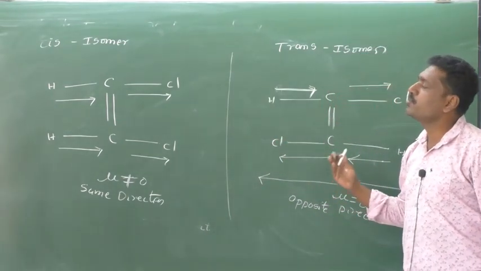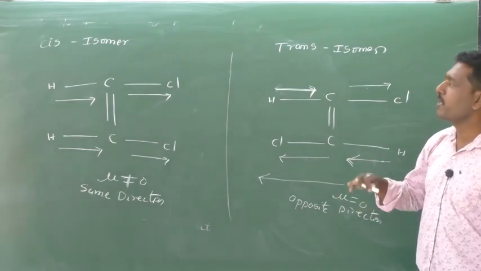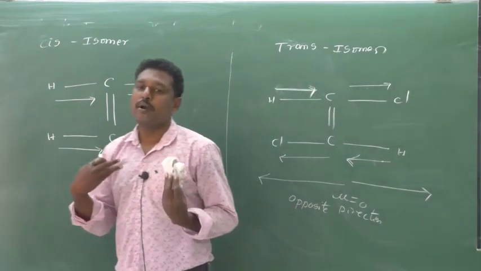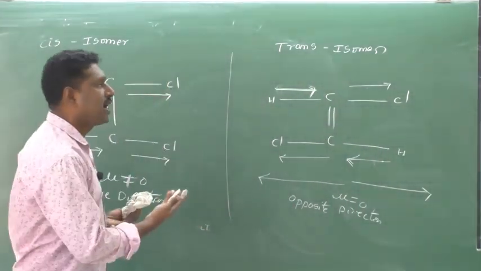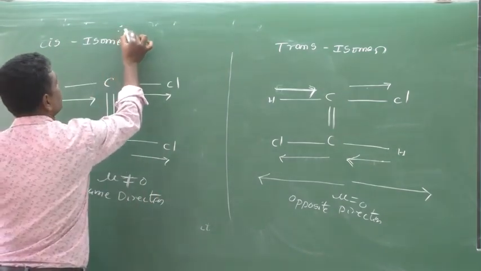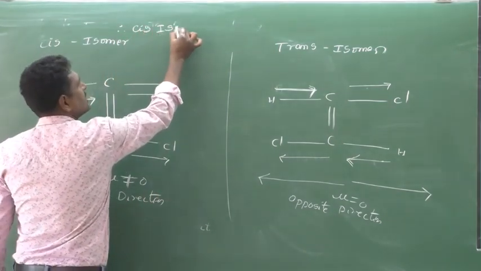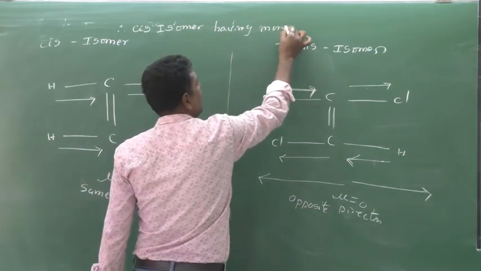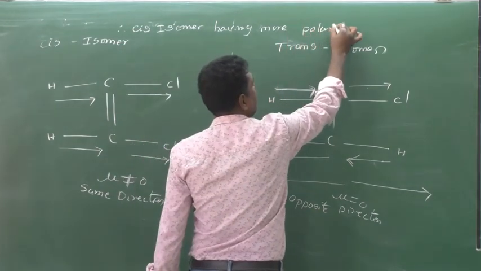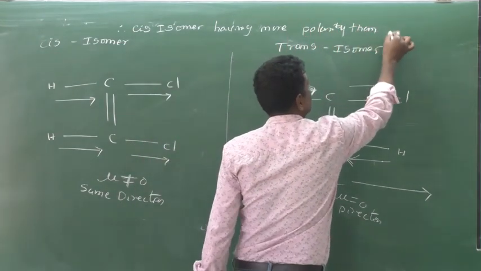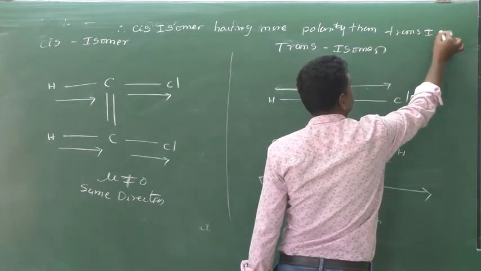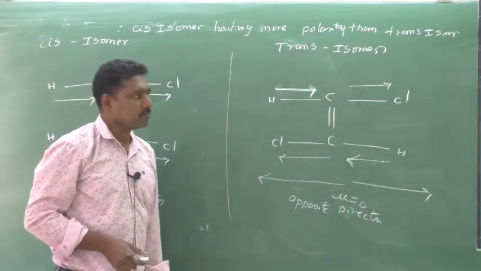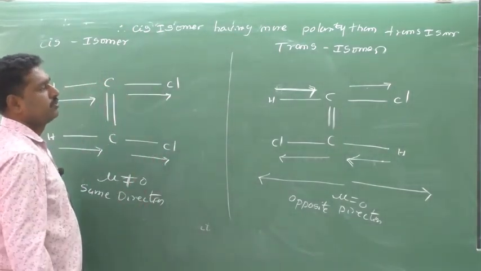So what is the use of this dipole moment? By knowing these values, we can confirm that the cis isomer has more polarity than the trans isomer. That we confirm. So this is also very important.